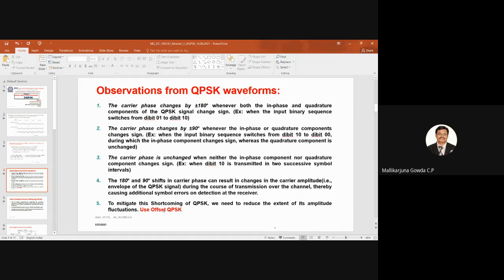QPSK, offset QPSK means we are going to delay one component, either the quadrature or the in phase component of the bit in the QPSK transmitter, by a bit duration. By doing so, we will be able to eliminate this 180 degree phase transition. The 180 degree phase transition is gone, but 90 degree phase shift variations will be there. And even those 90 degree phase shift variations will be fewer in number when compared to QPSK. So with that, we say offset QPSK performs better than QPSK with respect to these amplitude fluctuations.